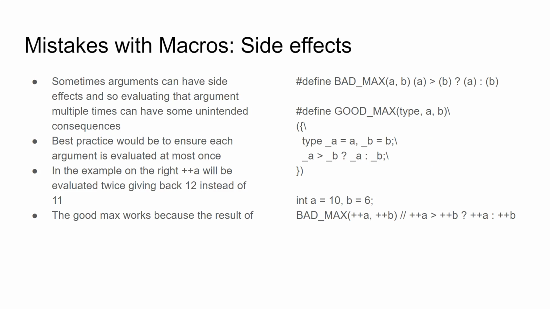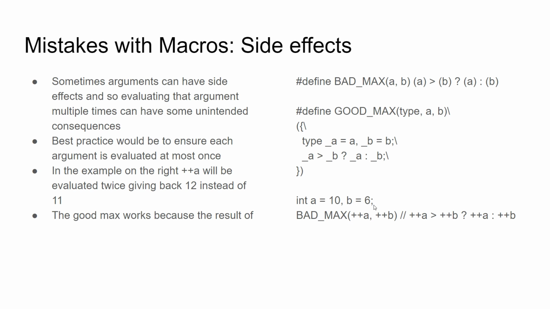The other thing to watch out for are side effects. Sometimes your arguments can have side effects, and so it's really important that you evaluate your arguments only a single time. In this example on the right, with the bad max, even though we try to account for order of operations by having the parentheses, if A is a method that has a side effect, it's going to cause some weird behavior. So let's say we had plus plus A, plus plus B. Now everywhere you see A, you replace it with plus plus A. So you get plus plus A greater than plus plus B, question mark, plus plus A, otherwise plus plus B. Notice this plus plus happens potentially twice.